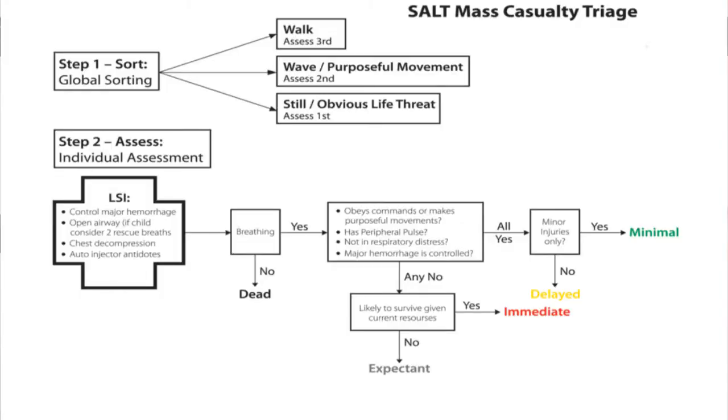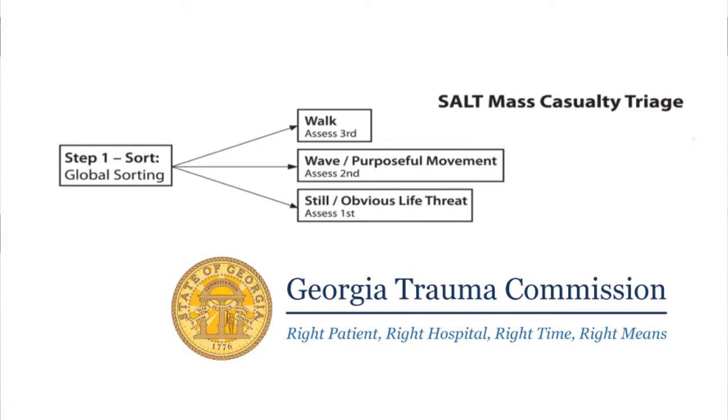As you, the first responders, approach patients, you will need to begin triaging and treating these patients. And we're going to use the SALT algorithm to help make this process simpler. The first step in the SALT triage algorithm is to do a global sorting. We're going to sort patients into 3 categories: those who can walk, those who can wave or make purposeful movement, and those who are still with obvious life-threatening injuries.